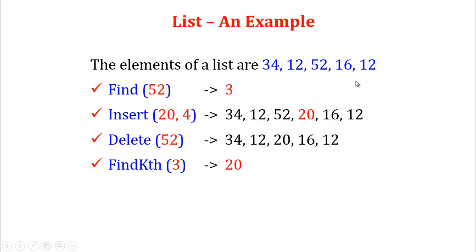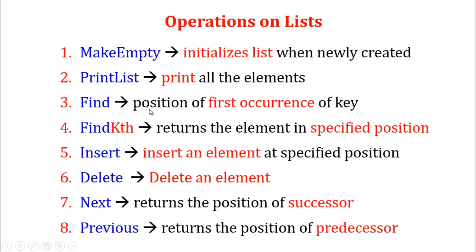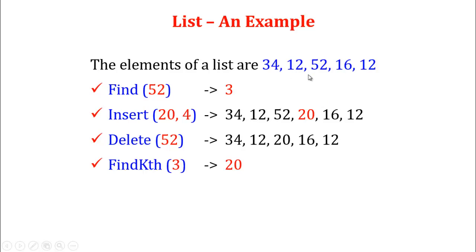If you're going to find 12, we have positions 1, 2, 3, 4, 5. There are two different positions: second position and fifth position. For 12, they're going to print only the first occurrence. That is called find the position of the first occurrence of the key. They're going to print only this position, that is the second position.